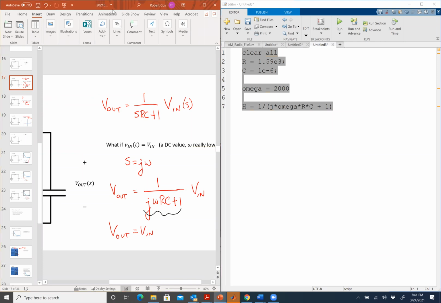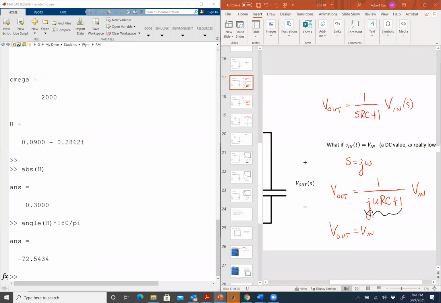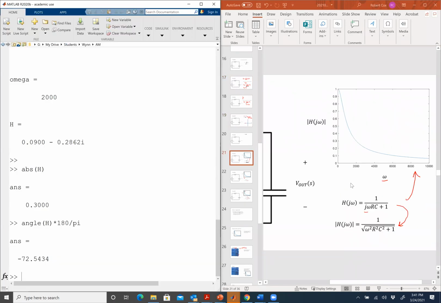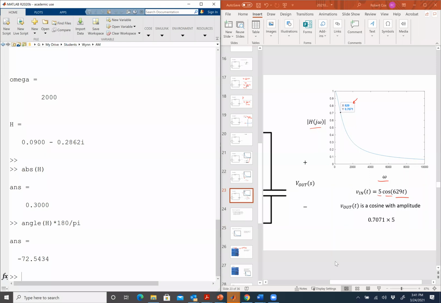So that says right there, if I had an input that was a particular frequency, what this says for this particular circuit is, if my V in of t was 5 cosine 2000 t, this tells me that my V out is 5 times 0.3 times cosine of 2000 t minus 72.54 degrees, right? That's basically what it's telling me.